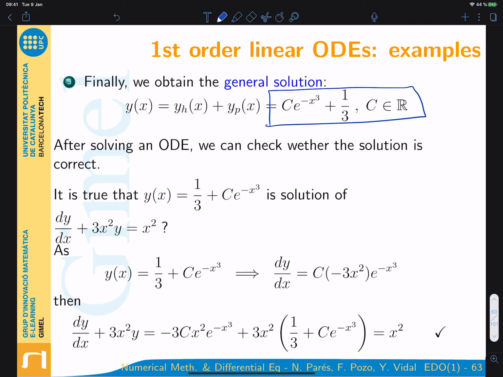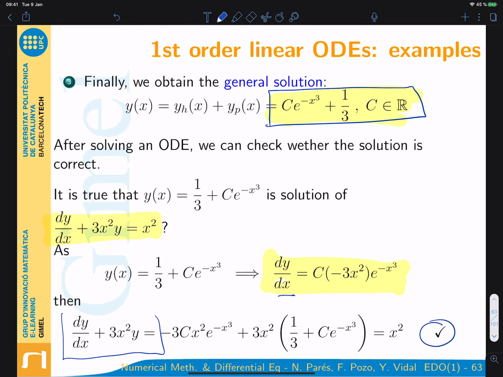After solving an ODE, we can always check whether the solution is correct or not. We can check, is it true that this expression we found here is a solution of the initial ODE? Well, it is as simple as plugging y into the differential equation and computing y prime from this expression. So we have y and we have y prime, and we can substitute into the differential equation and check whether this is correct. So this is what I wanted to explain today.